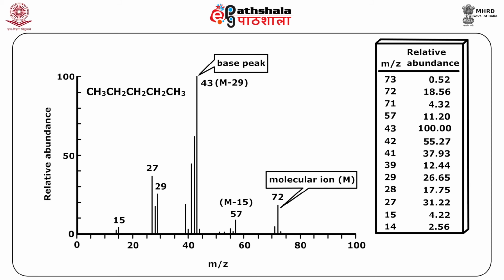The peak with the highest m by z value, 72, in the spectrum of pentane is due to the fragment that results when an electron is knocked out of the molecule. It is also known as the molecular ion peak, as I explained to you in the very beginning of this module, and is equal to the molecular mass of pentane. Peaks with m by z value less than 72 are called the fragment ion peaks. The peak at m by z 43 with the greatest intensity is called the base peak.